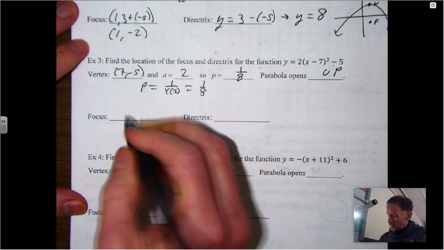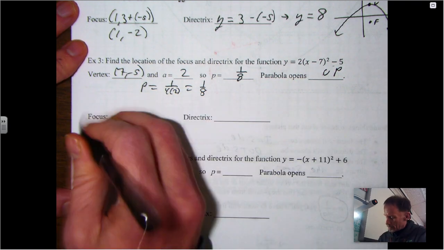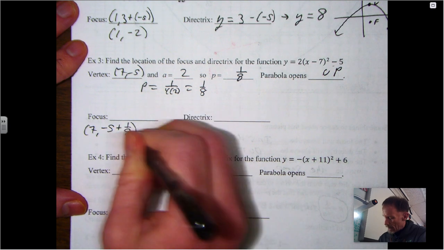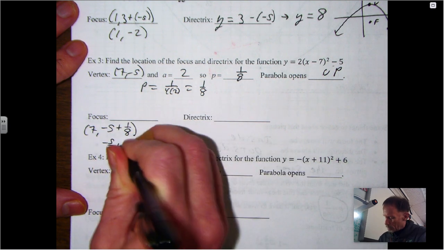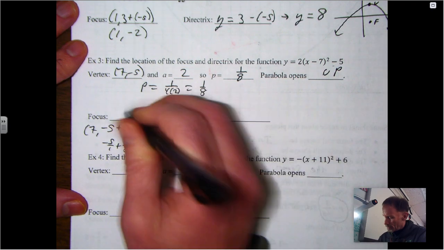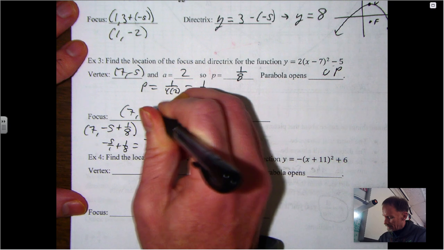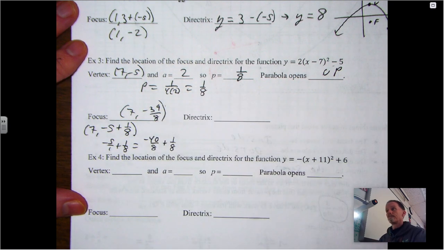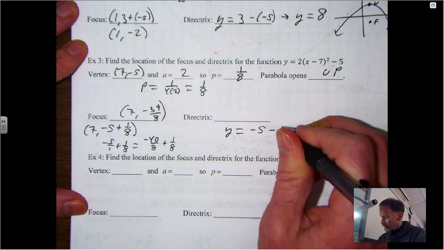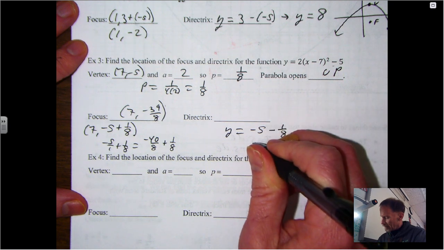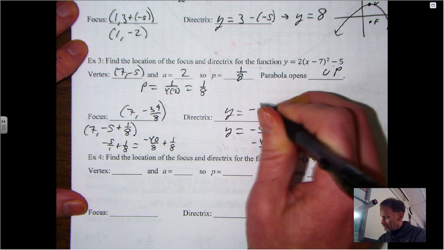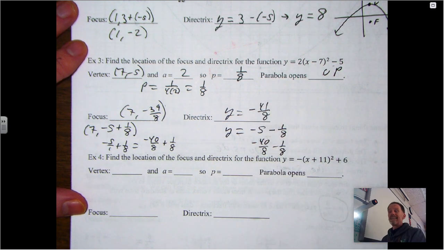Okay. Focus, k plus p. So it's still going to be 7 and then -5 plus 1/8. Get a common denominator. So -5/1 plus 1/8 is the same thing as saying -40/8 plus 1/8. So your focus is going to be at 7 and -39/8. Directrix, y equals -5 minus 1/8. Same deal. That's -40/8 minus 1/8. So it's y equals -41/8. There's that one. And again, you're going to get some fractions.